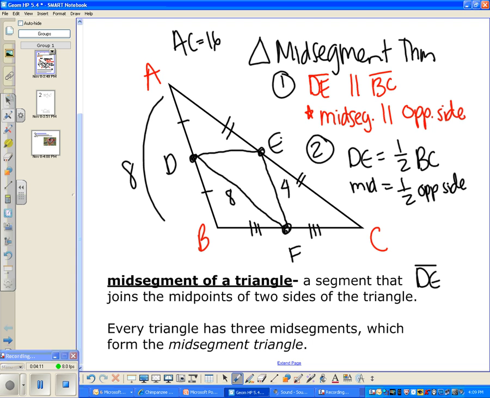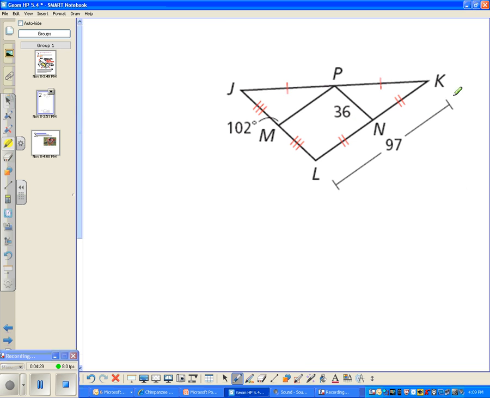The last thing I want to talk about is what happens when we connect all 3 midsegments. Then you're going to have a midsegment triangle. Yay! And we're going to talk in class a little more, when we start doing our assignment, about the cool things that happen with this midsegment triangle with respect to the entire triangle. So that's something to think about. There's a couple different types of problems I can ask you. Let's look at this problem.